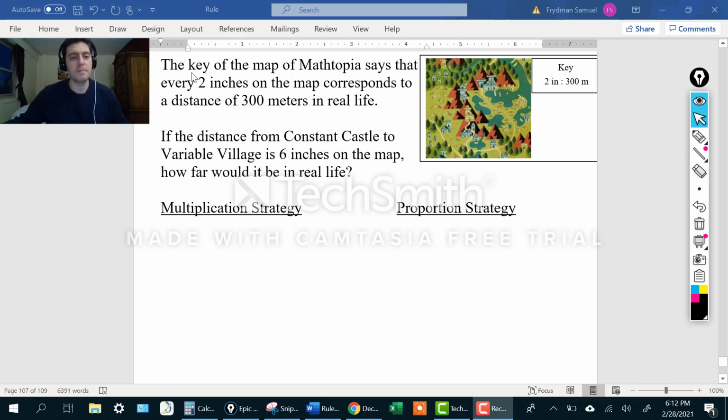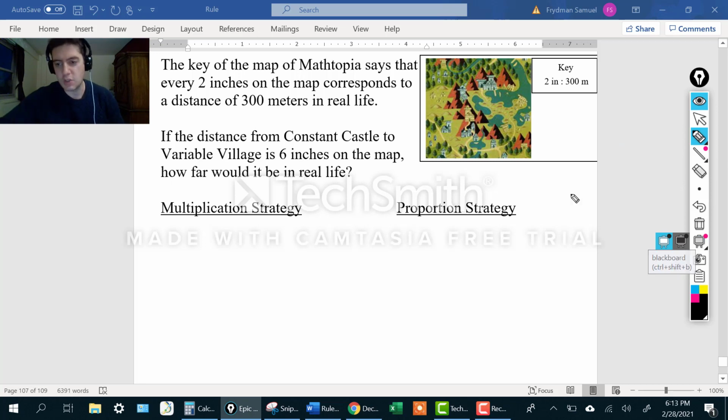So let's get started. The key of the map of Mathtopia, here's Mathtopia over here, a utopia of math, says that every 2 inches on the map corresponds to a distance of 300 meters in real life. So every 2 inches that we see drawn on the map, 1, 2, let's say, corresponds to 300 meters in real life. If the distance from Constant Castle to Variable Village is 6 inches on the map, how far would it be in real life?